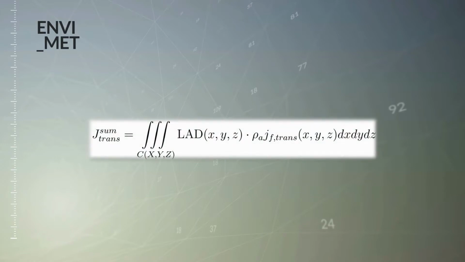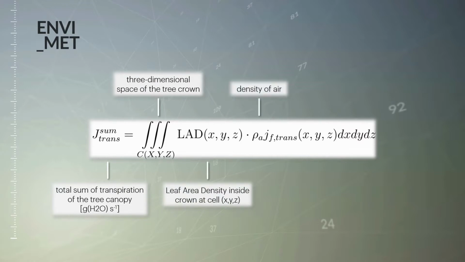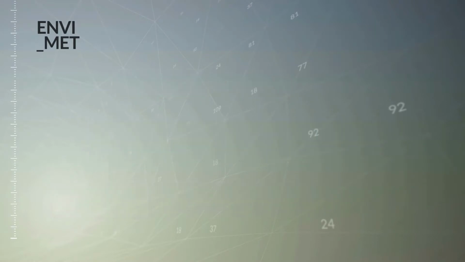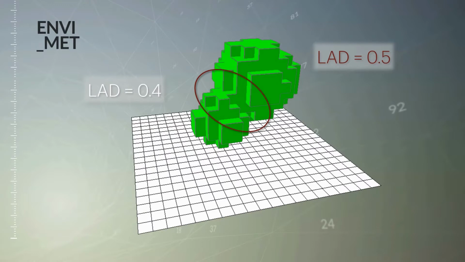The total sum of the tree canopy's transpiration is calculated out of the leaf area density of every grid, the local transpiration flux at the leaf scale, and the density of the air in the three-dimensional space of the tree crown. In a case where tree crowns overlap with crowns of other trees, which would result in multiple occupancy of the same grid cells, the LAD cells with the higher LAD take the grid cell, while still belonging to the corresponding tree. The losing LAD grid cells are subsequently removed from the other tree.